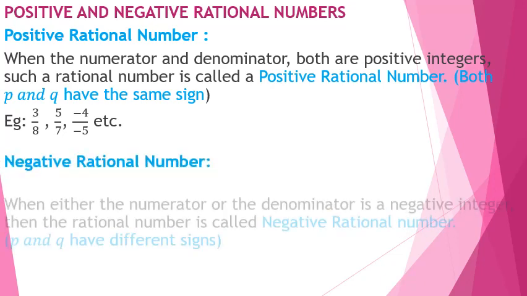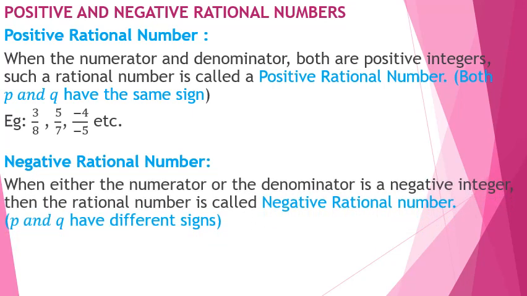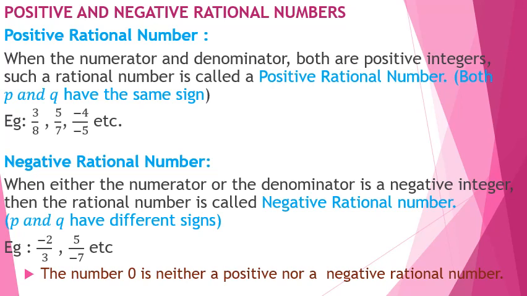Next is negative rational number. When either the numerator or the denominator is a negative integer, then the rational number is called a negative rational number. That means p and q have different signs. For example, minus 2 upon 3, 5 upon minus 7, etc. The number 0 is neither a positive nor a negative rational number.